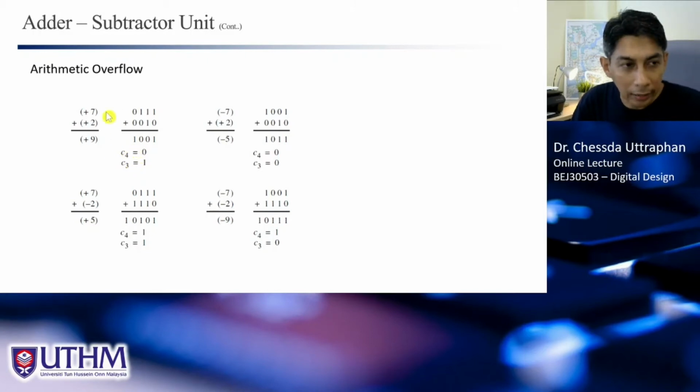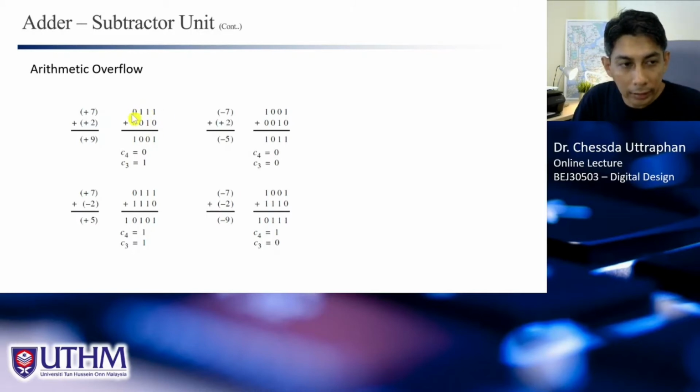So in this case, 7 in binary is this, and 2 in binary is of course 0, 0, 1, 0. And when we add bit by bit, we have 1, 0, 0, 1. If this number is unsigned, then there should be no problem: 7 plus 2, we get 9. But numbers in digital hardware are signed numbers, right? And we represent the negative number with the 2's complement representation.